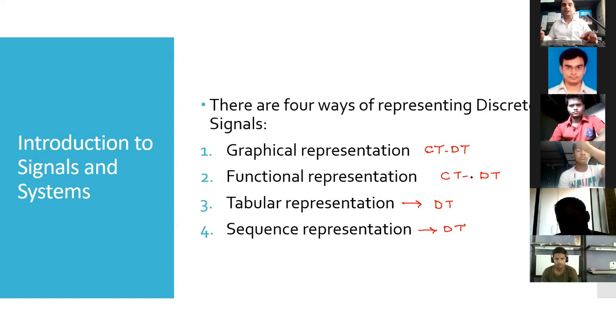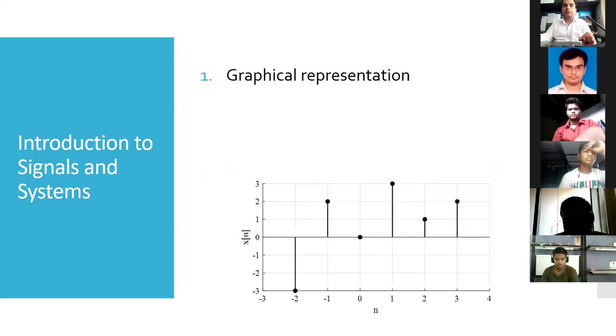Graphical and functional representation are done in continuous time and discrete time both, whereas tabular and sequence representation is normally used in discrete time. Okay. So let us understand one by one. This is called graphical representation. Fine. Where we draw a graph.